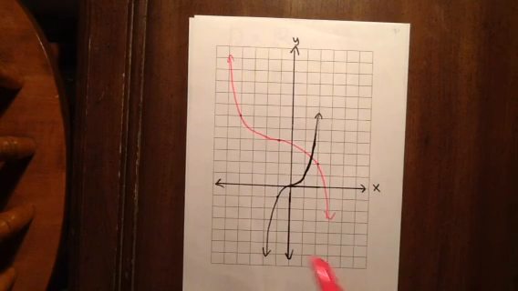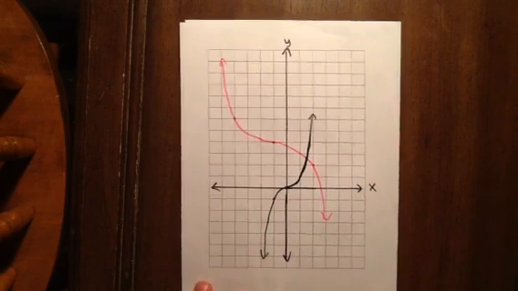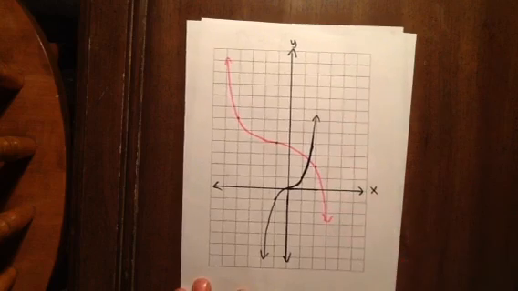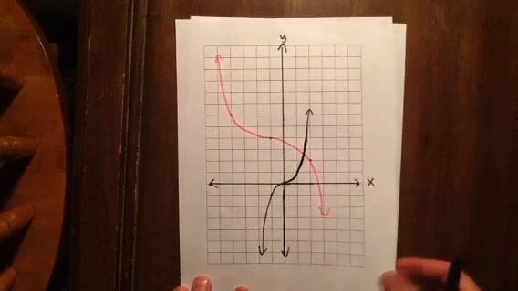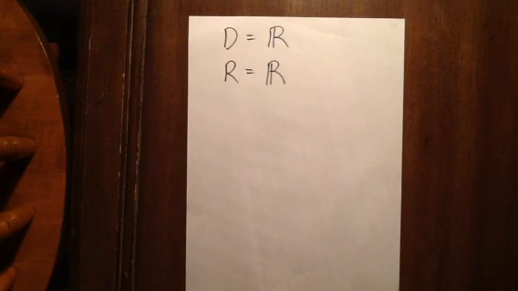And you might say, well, what's our domain here? Well, it's x element of the reals. And what's our range? Well, any y such that the y is the element of the reals. And so our domain is the set of real numbers, and our range is the set of real numbers.